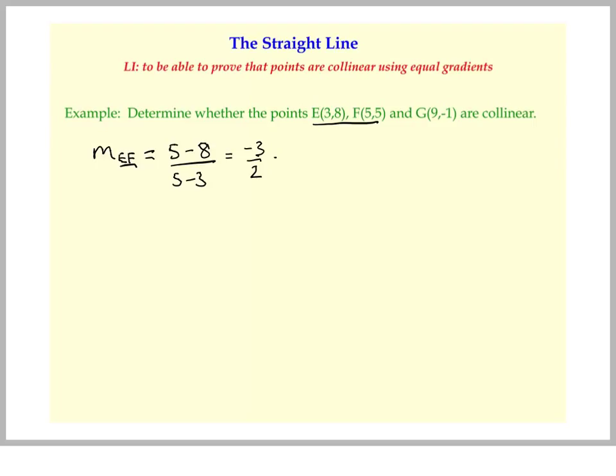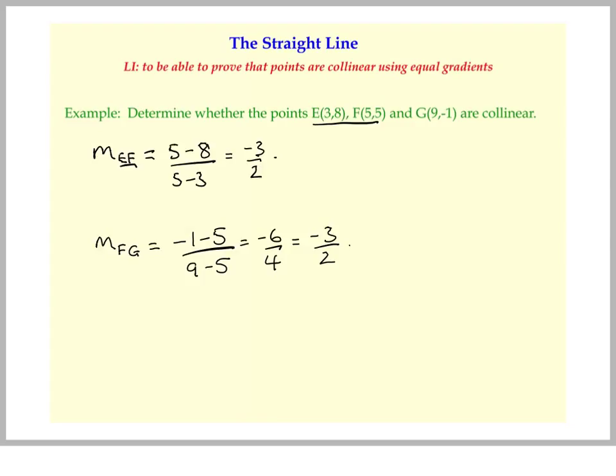Let's have a look at the gradient of FG. So the gradient of FG, MFG, is going to be minus 1 minus 5 over 9 minus 5. So that's minus 6 over 4. That simplifies down to minus 3 over 2 as well. Now, just going to run to the next slide because this is the important bit. We can see that the gradient of EF is the gradient of FG, so the gradients are equal.